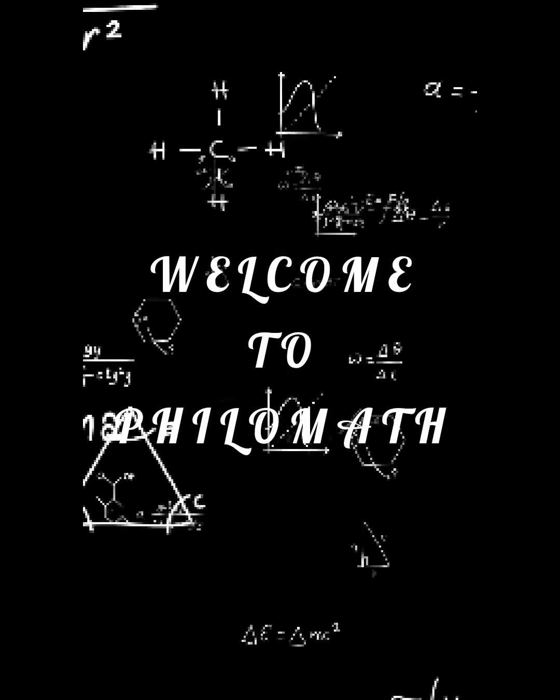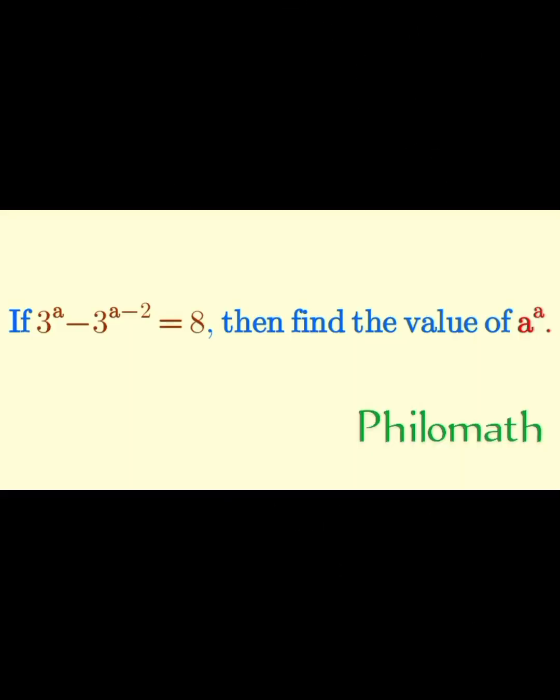Today in this video we're going to solve this problem of exponent and power. The question of the day is: if 3 raised to the power a minus 3 raised to the power a minus 2 is equal to 8, then find the value of a raised to the power a. Here, first of all, we have to find the value of a from the given equation, and then after that we can find the value of a raised to the power a. Now let us begin the solution.